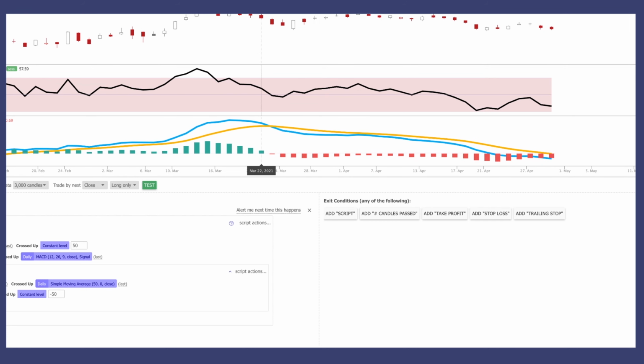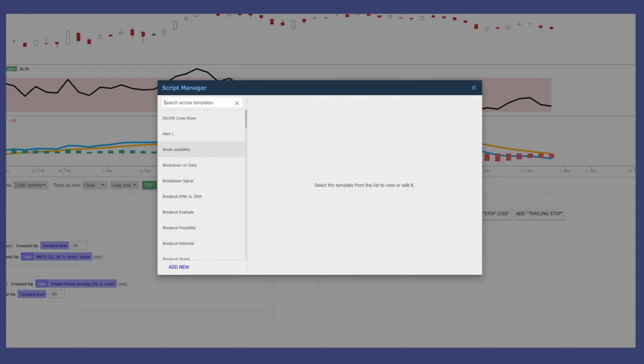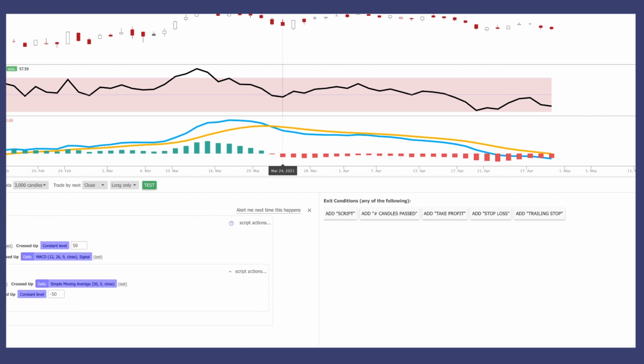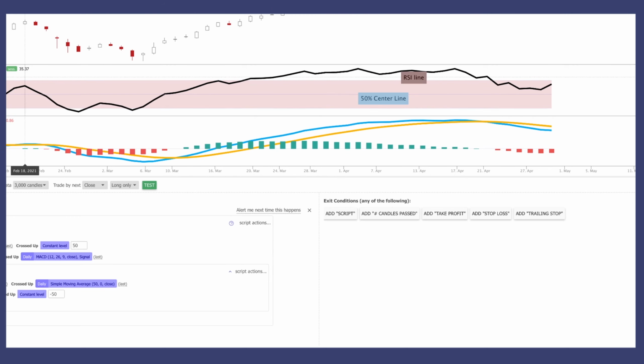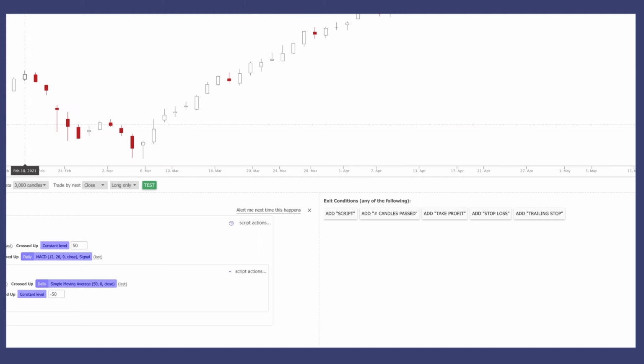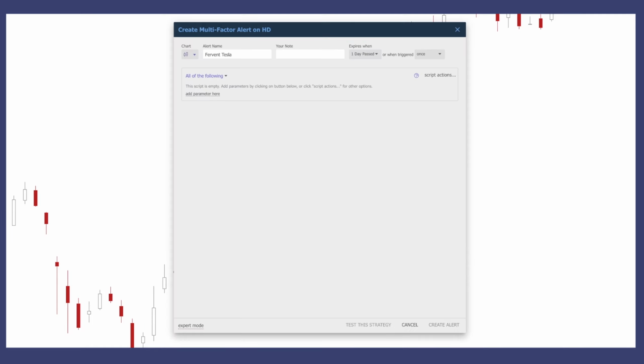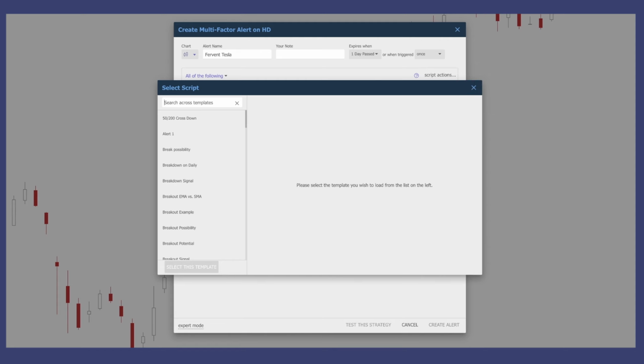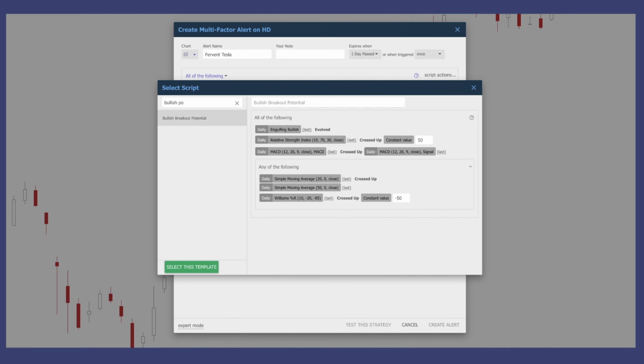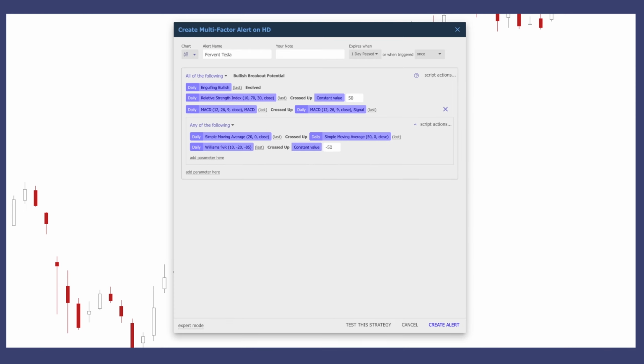So if you go to scripts, you can look at any script that you have saved, and then let's say that you want to go to Apple or Home Depot. You can go in and let's get rid of this strategy tester here. You can go in and essentially go to create alert, multi-factor alert, without putting any of these parameters in. Just go to load from template, go to bullish breakout potential, and you can select this template and it will automatically pop up in your alert platform.